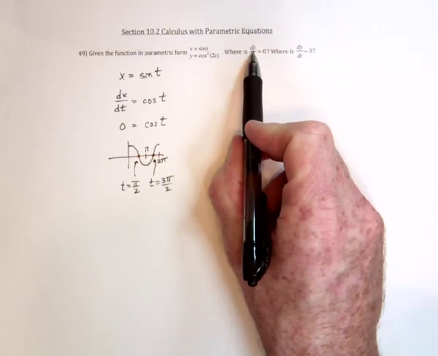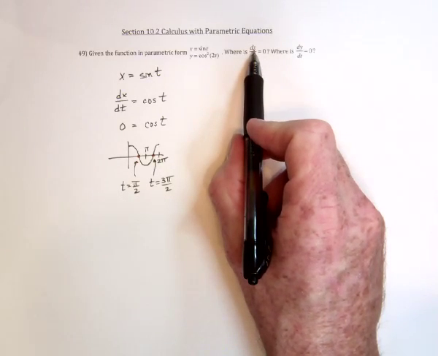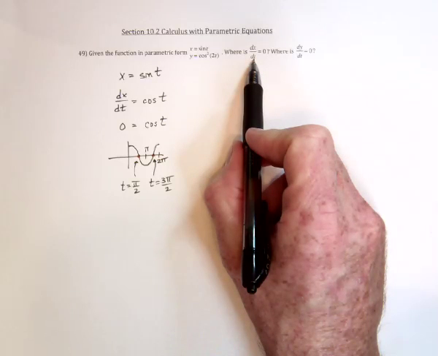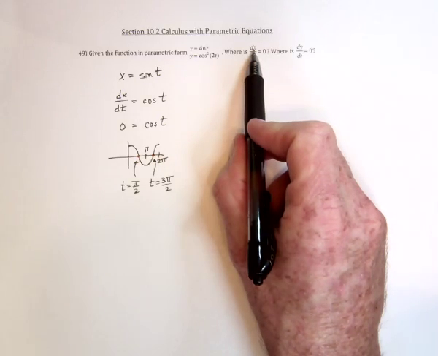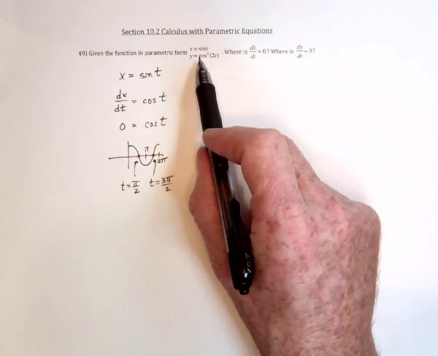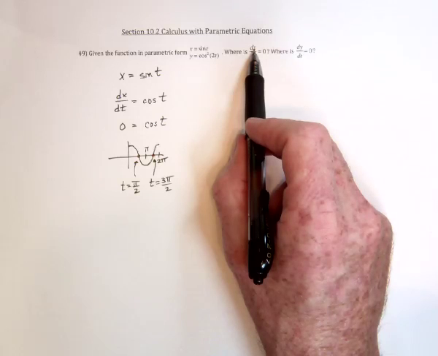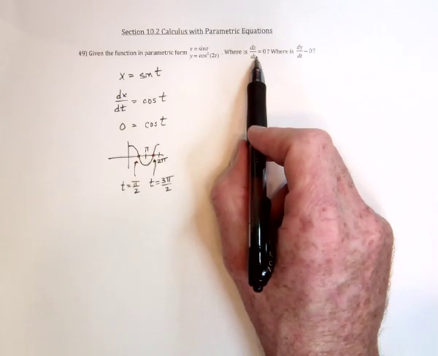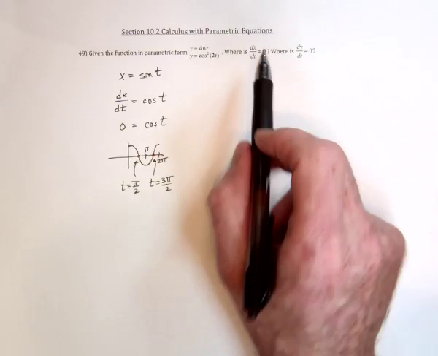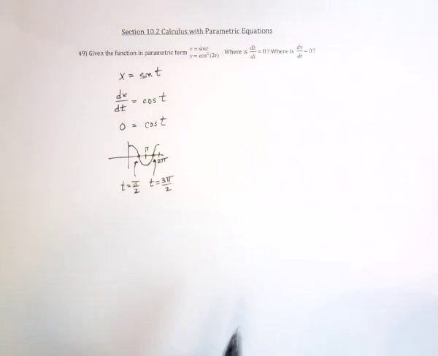So this means, how fast is the x changing with respect to time? So x means left and right. So that means as this thing goes around this graph, whatever the shape is, when is the left or right movement with respect to time equal to 0? So let's take a look at the graph and see if this makes sense.